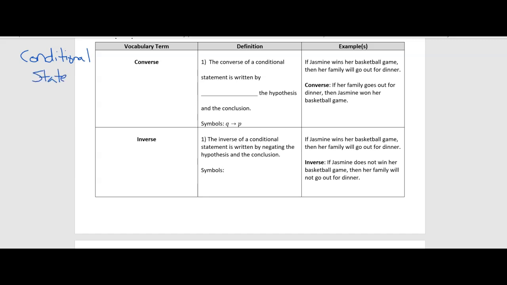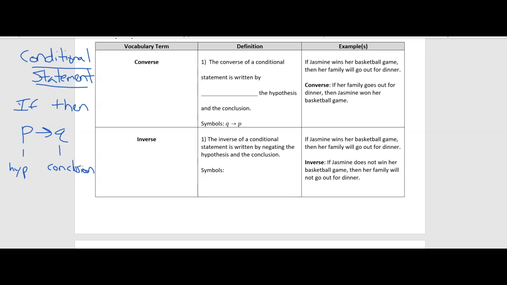Conditional statement. It's going to be an if-then statement. And it's going to be a P implies Q, where P is our hypothesis and Q is our conclusion. But we have other names for statements that are made up of the hypothesis and the conclusion, just in different orders. And maybe we're going to talk about this idea of negation as well.